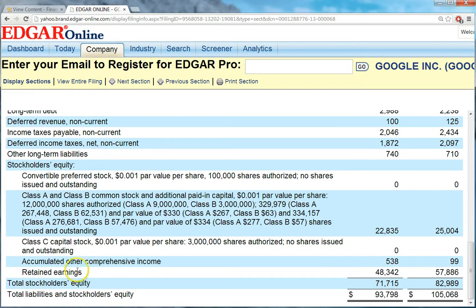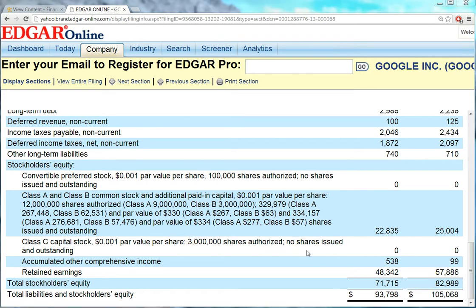And then, of course, the big number for Google is retained earnings. And we can see that retained earnings is both large and growing. They are a highly profitable company. So they have $58 billion of retained earnings right now. And that is their sum total of shareholders' equity. So they have a total of just under $83 billion of shareholders' equity. That is a rather substantially large shareholders' equity balance.